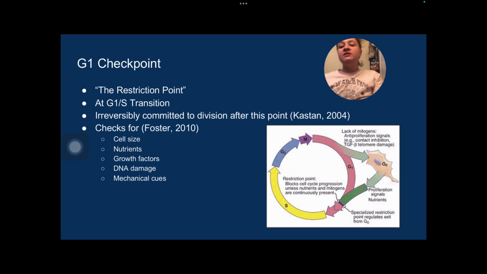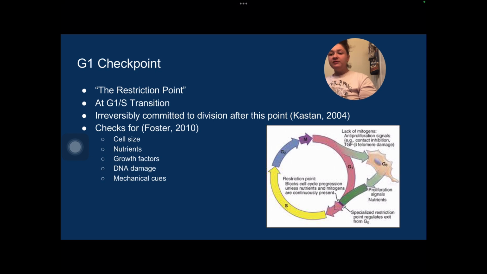The cell also inspects its DNA for damage. If DNA damage is detected, the cell will delay progression to the S phase to allow time for repair mechanisms to fix the damage. If the damage is too severe and cannot be repaired, the cell may undergo apoptosis, or programmed cell death, to prevent the propagation of defective genetic material.